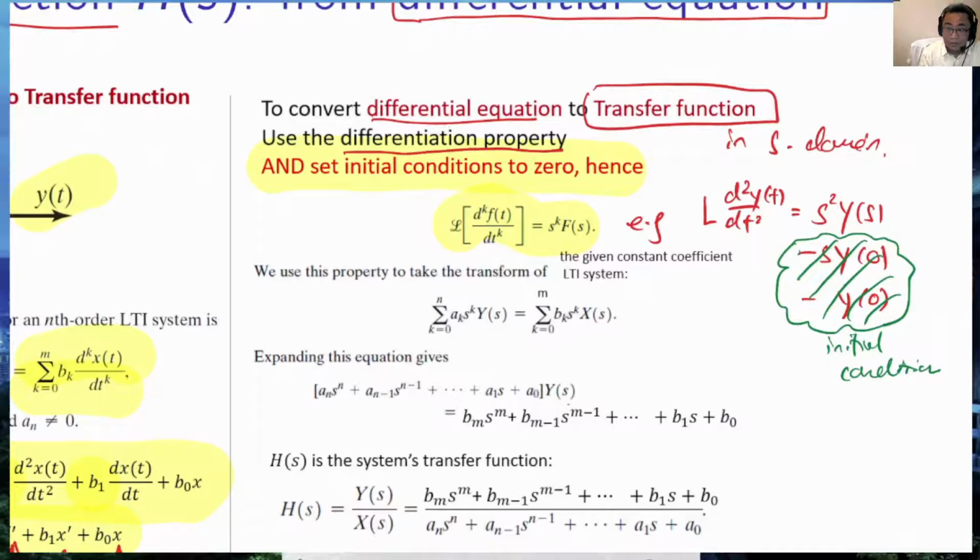This is important. Of course, if we are not looking for the transfer function, we are solving the differential equation, then we must include the initial conditions. In solving for the transfer function, we must ignore the initial conditions. So what does it give us? Well, if we ignore all the initial conditions, then what we are left with is something quite simple on the left hand side as well as the right hand side. So it means that we are also ignoring the initial conditions of the x as well.